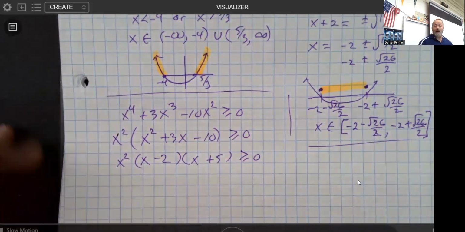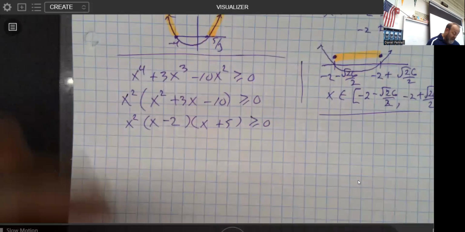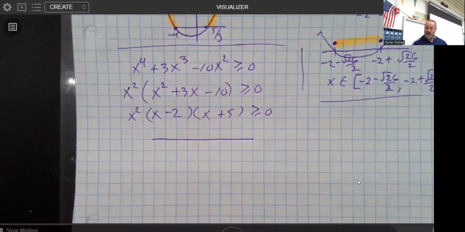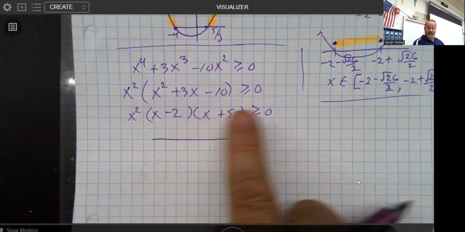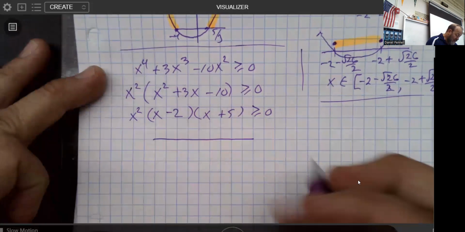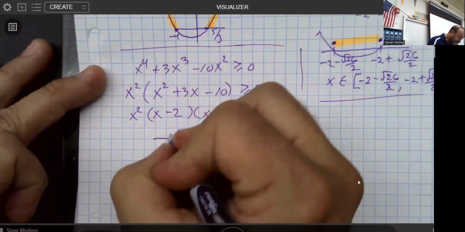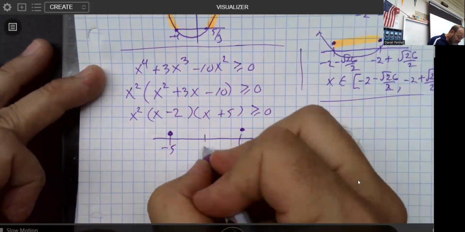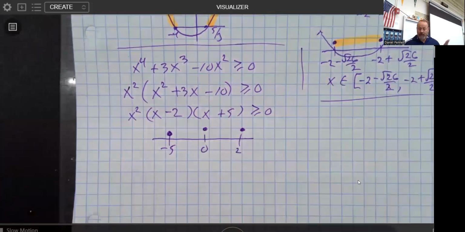Now, like I said, I'm going to go ahead and make a number line out of this. Since I was able to factor it really nice and easy, I'm going to place those values where 0 happens, because remember, I like 0. And 0 happened at -5. 0 happened at +2, and 0 happened at 0, right? Okay, so we've got some of those values.